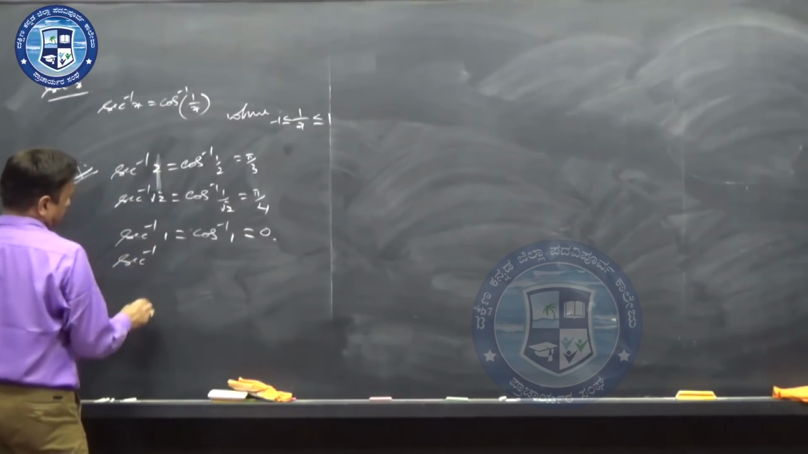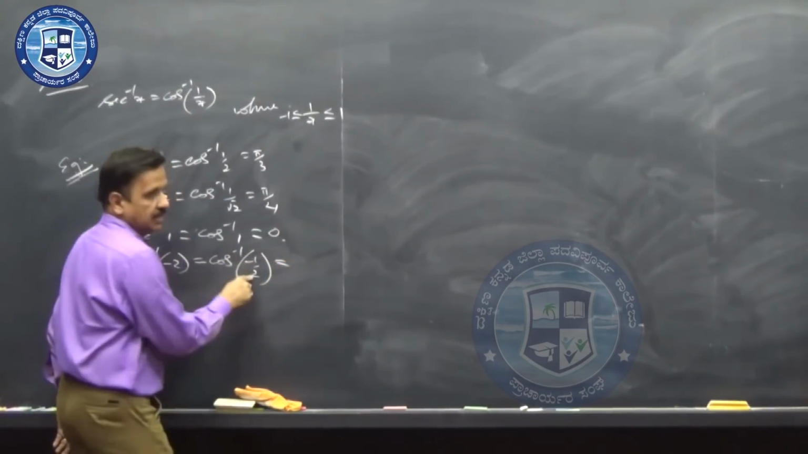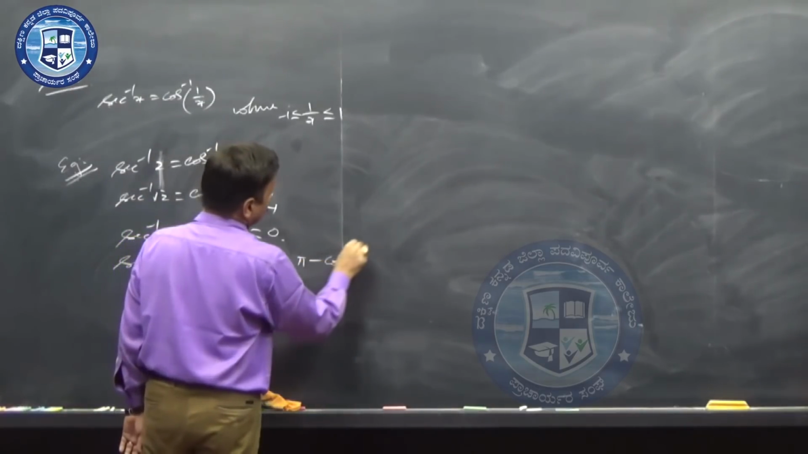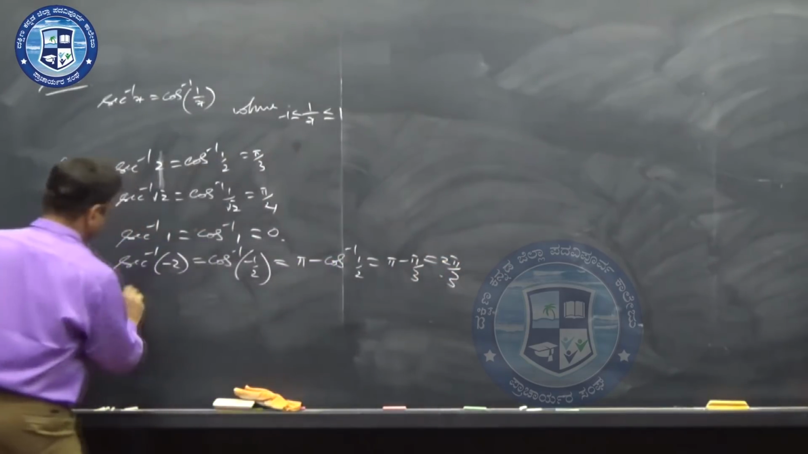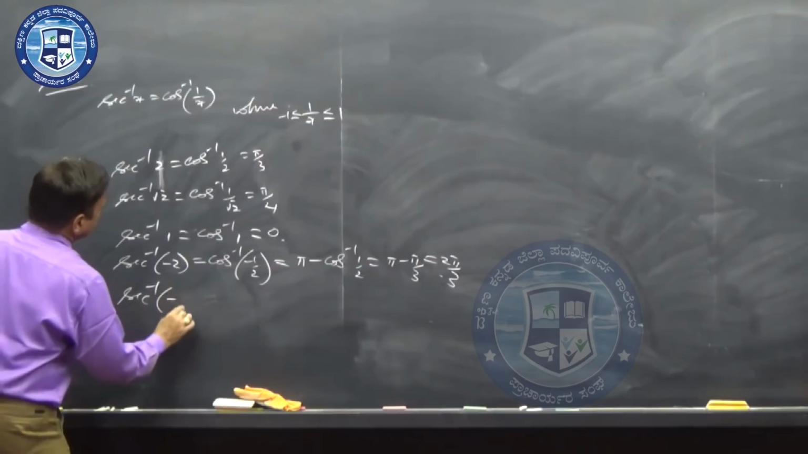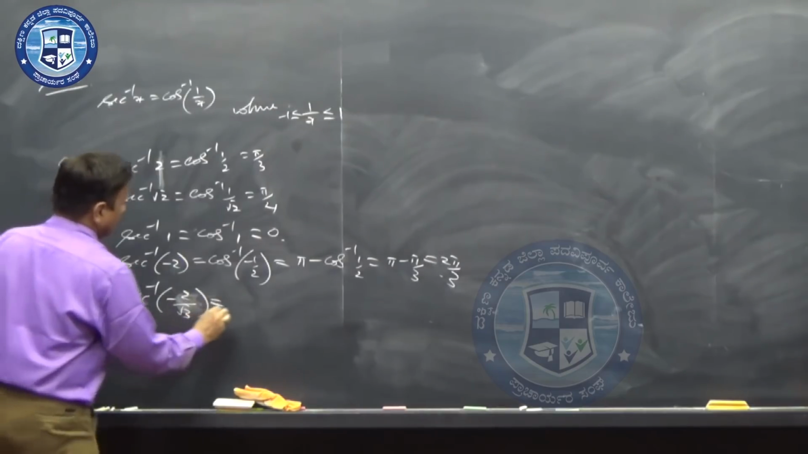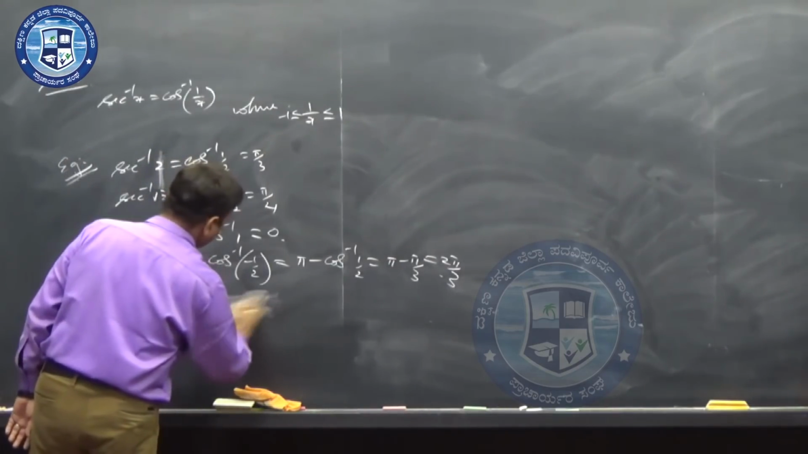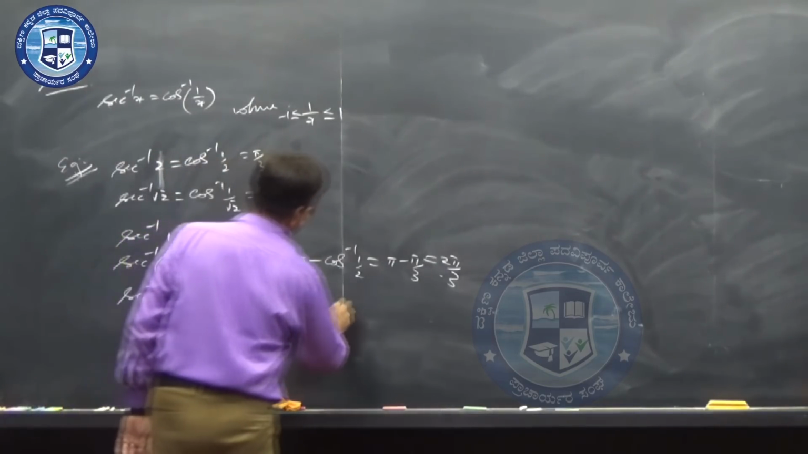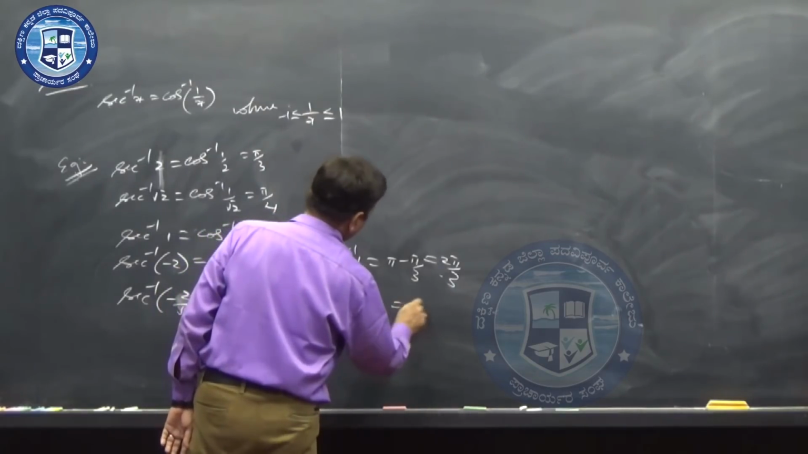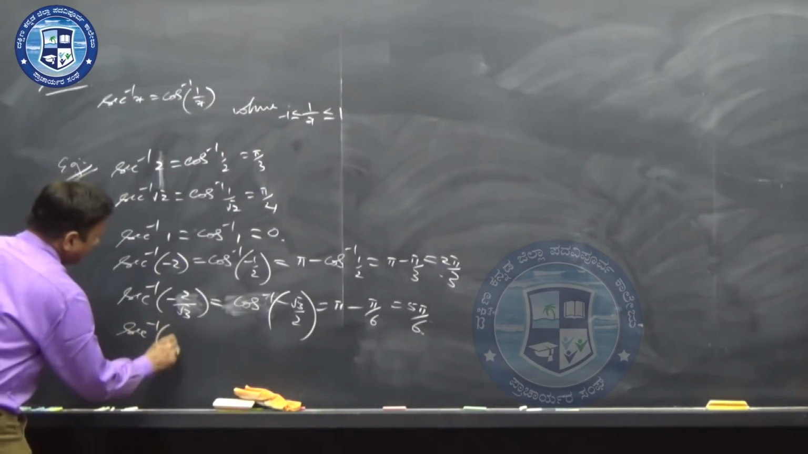Okay, secant inverse of minus 2, that is equal to cos inverse of minus 1 by 2. Cos inverse negative, second quadrant, pi minus cos inverse of half, that is equal to pi minus pi by 3, that is equal to 2 pi by 3. Secant inverse of minus 2 by root 3 is equal to cos inverse of minus root 3 by 2. Minus root 3 by 2 is equal to pi minus pi by 6, that is equal to 5 pi by 6. Look at this.